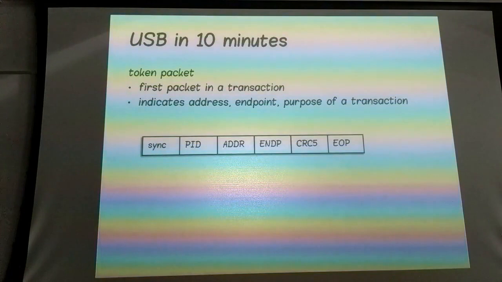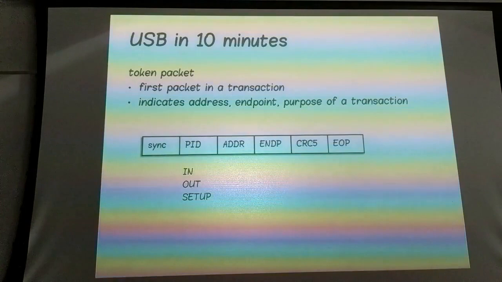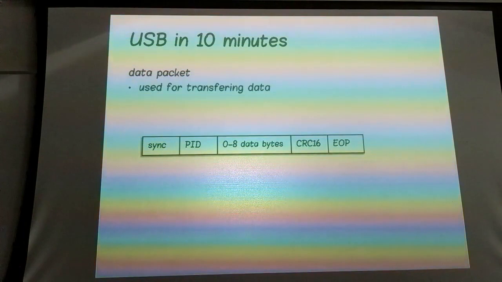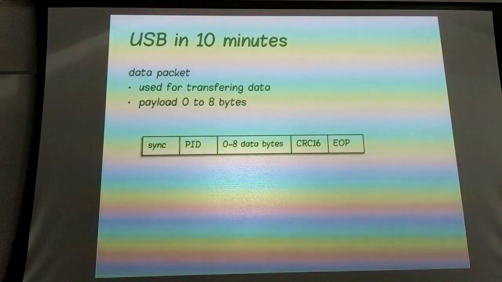Let's have a look at the different packets. First, we have a token packet. This packet is always the first packet in a transaction. It indicates device address, endpoint, and purpose of transaction. In low-speed USB, we have in packet, out packet, and setup packet.